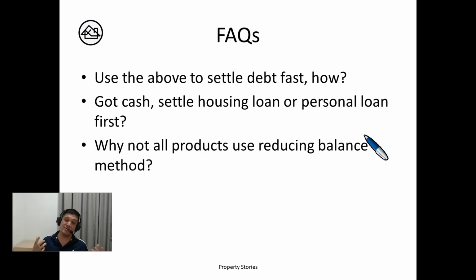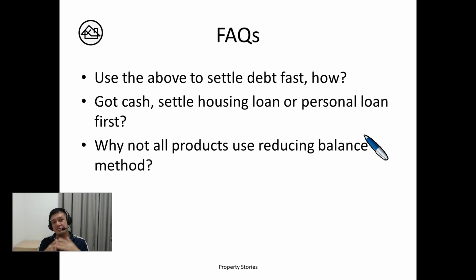So now you know these two methods, so what, right? What's the application? How is it applicable to you in your real life managing your finances? The first one is to settle debt fast. Usually, what we do is apply the snowball method, where you settle the facility with the highest interest first.